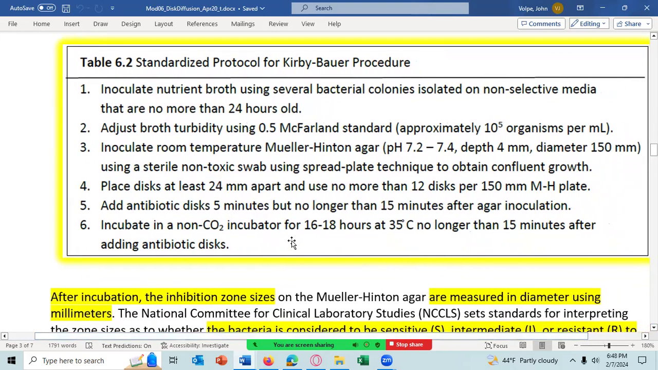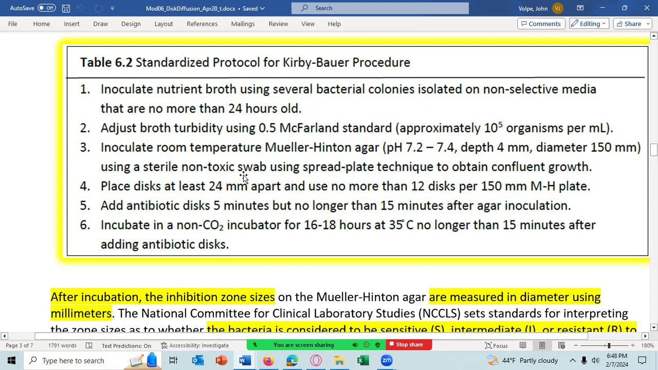There we go. First, you inoculate a nutrient broth using several bacteria colonies that have been growing on a non-selective media, but they've been growing for no more than 24 hours old. You then adjust the broth so the turbidity is 0.5 McFarland standard units. This is approximately 1 × 10⁵ bacteria cells per mil.